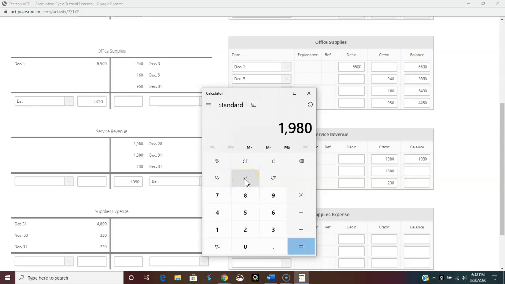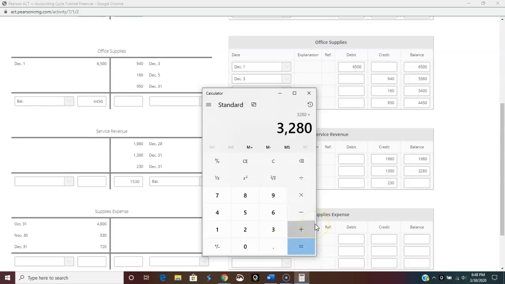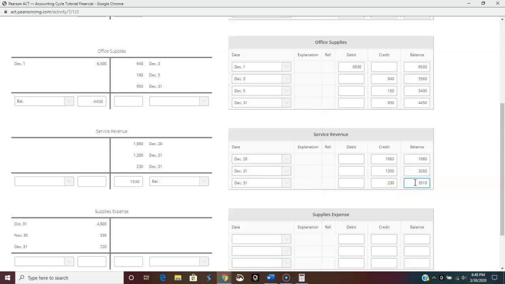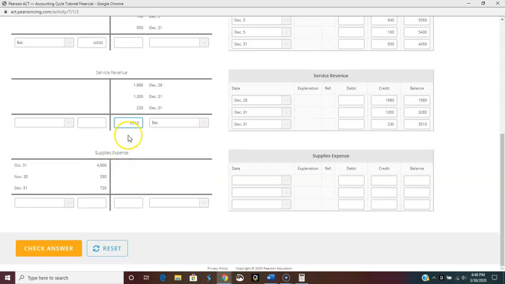1980 plus 1,300 is 3,280. Plus 230, 3,510. I've got something wrong over there. Obviously, I flip numbers, 3,510. I do that sometimes. Okay. So now I'm doubting myself.